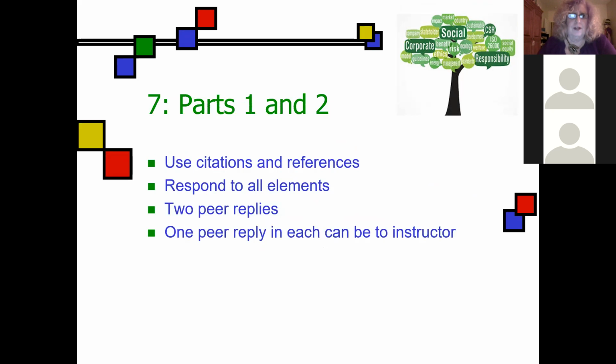So for parts 1 and 2, use citations and references, incorporate all elements, use 2 peer replies, and one of your peer replies can be to me. They don't have to just be to each other, because I tend to ask a lot of questions.